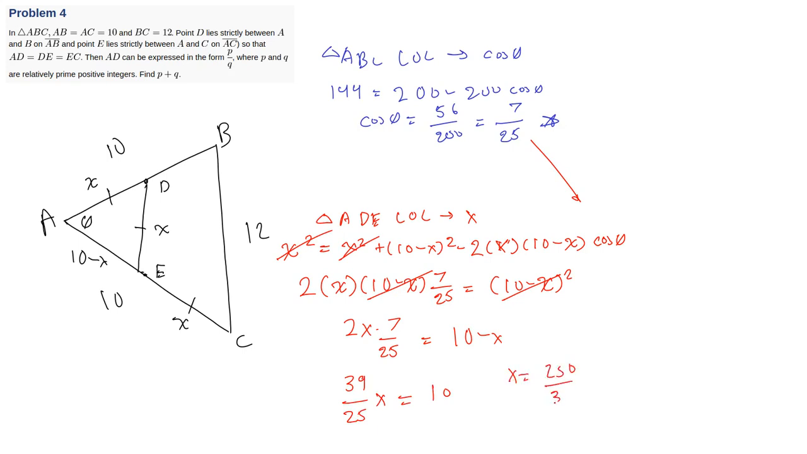X equals 250 over 39. And since they asked for the sum of them, this leads to P plus Q equals 289, and we are done.